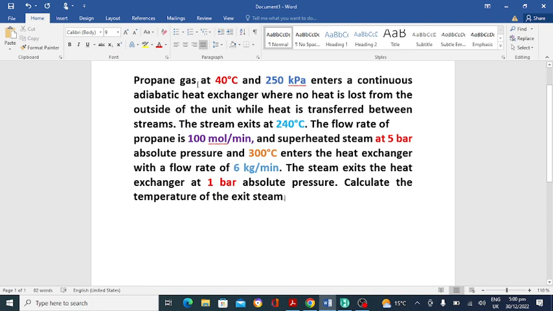So propane gas at 40 degrees and 250 kilopascal enters a heat exchanger and there is no heat transfer between the heat exchanger and surroundings. The propane flow rate is given to us. The superheated steam at 5 bar and 300 degrees centigrade enters at a flow rate of 6 kg per hour. What will be the temperature of the exit steam? We will calculate it with the help of Aspen HYSYS.